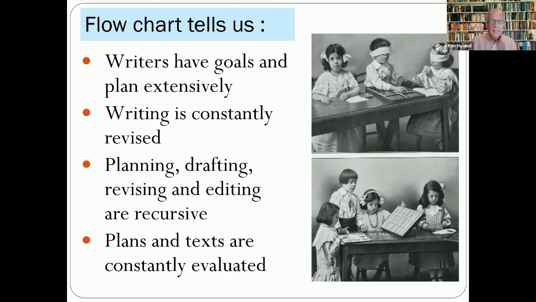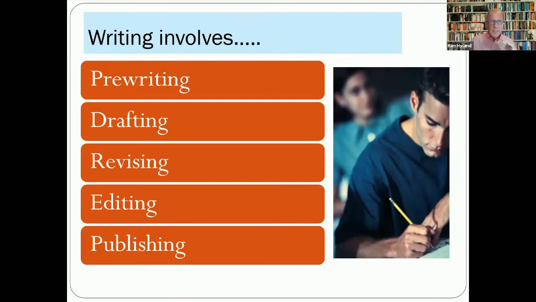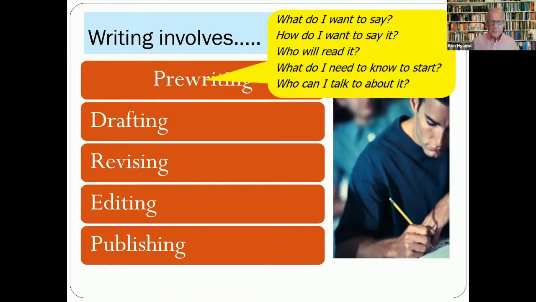Now the model has some advice for teachers. I mean, that's basically what it is, a lot of advice for how we can go about this. And it says that writing involves a number of stages. So there's a pre-writing stage where brainstorming and outlining are emphasized. Students ask, what do I want to say? Who's going to read it? How can I put this together?